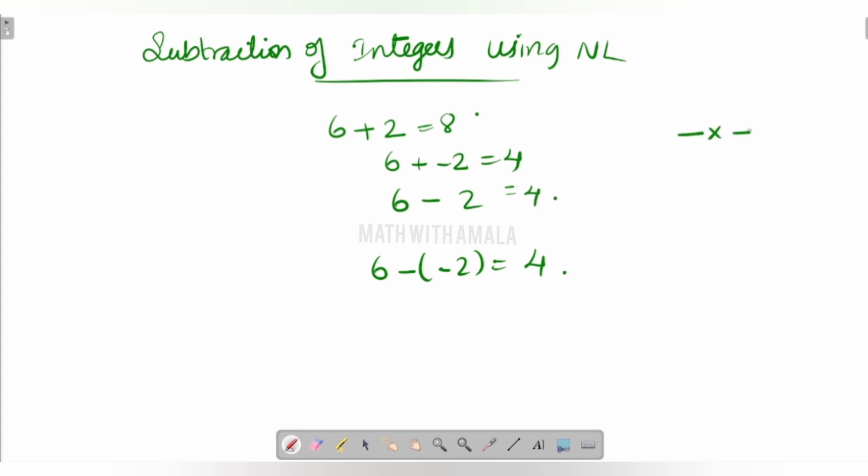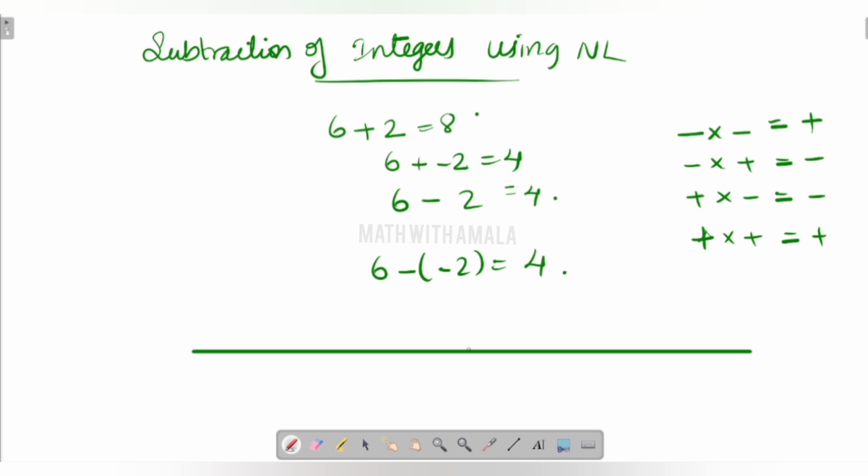4. Now again, if we have 6 minus of minus 2, then we can write it like 4. And we have some rules like minus into minus equal to plus, minus into plus equal to minus, plus into minus equal to minus, also plus into plus equal to plus. Okay. So let us represent this 6 minus minus 2 on the number line.